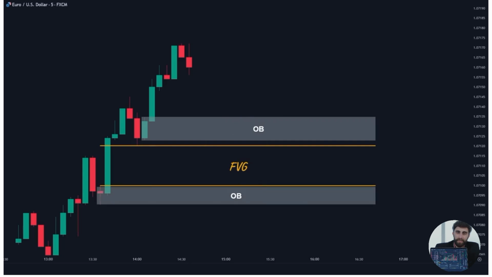Now this gap will act as a magnet for the price to come and fill it, restore the balance, grab the liquidity below the first order block, and continue pushing upwards when it mitigates the second one. So here are 2 points.